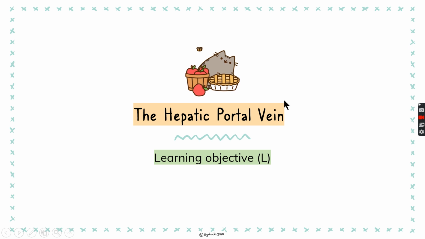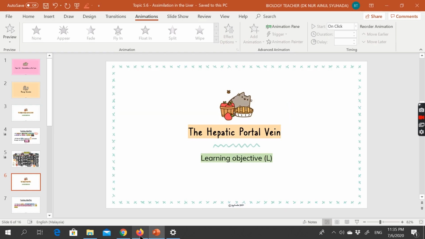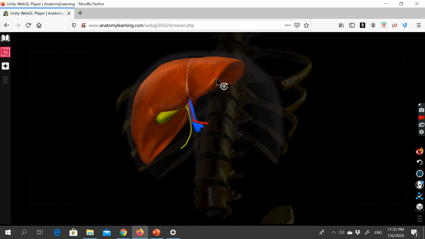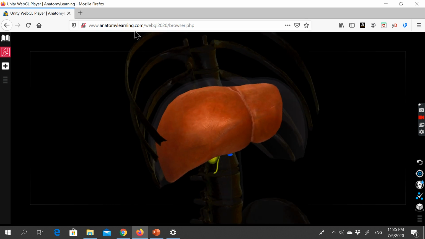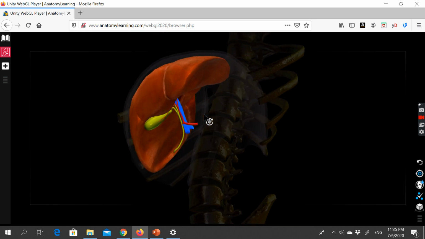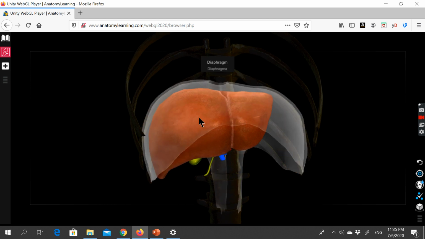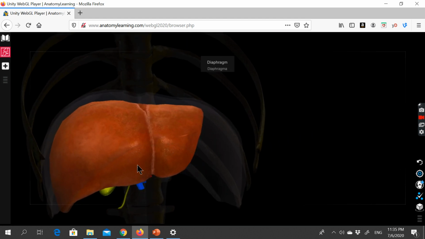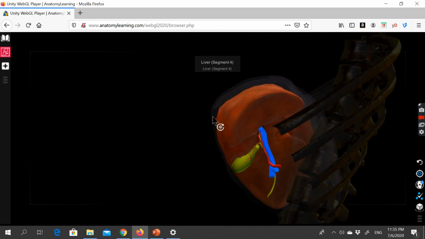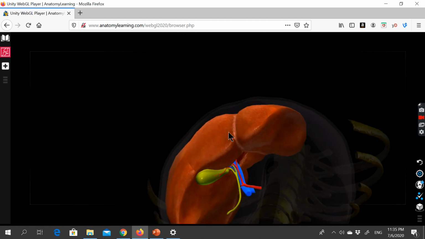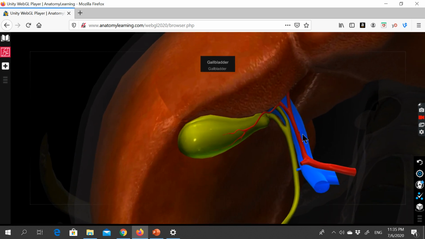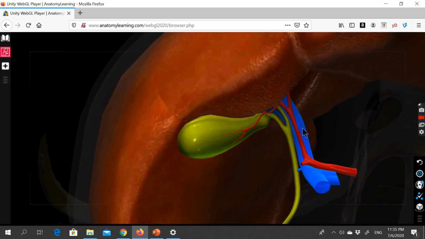But before that, I want to show you guys a 3D diagram of the liver. So here we have anatomylearning.com, and it shows 3D images of basically the human body. And right there, that's the diaphragm, and underneath the diaphragm is actually your liver. You can see down here that the liver is connected to the gallbladder. And also there are these two colored tubes.